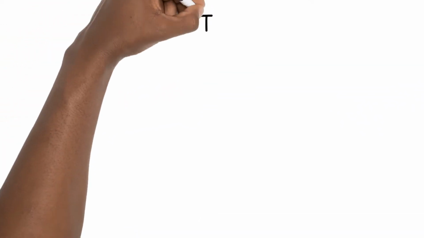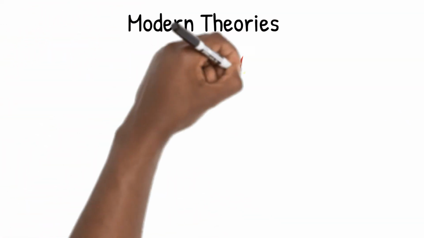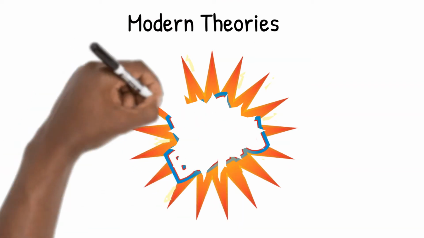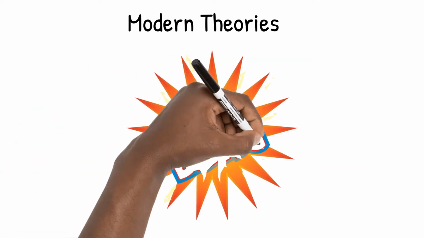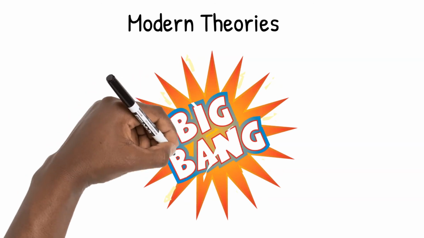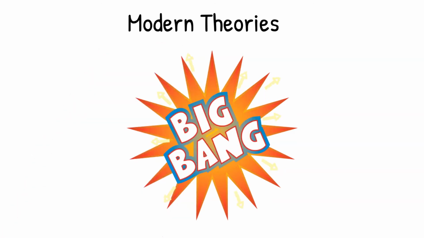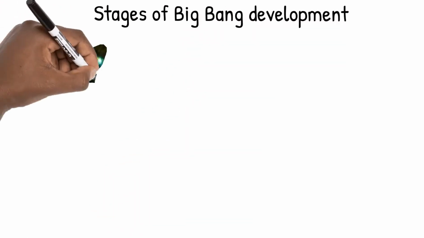Now, what are some of the modern theories? The modern theory is the Big Bang theory or expanding universe theory put forth by Edwin Hubble. What are the different stages of Big Bang development?